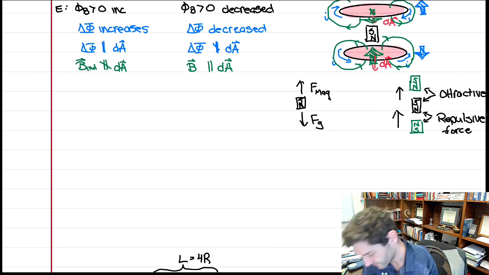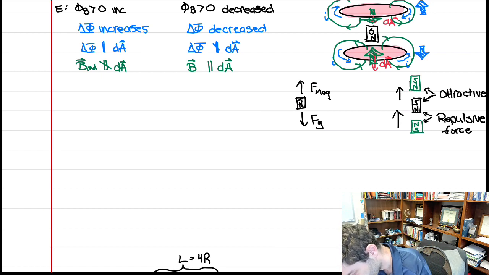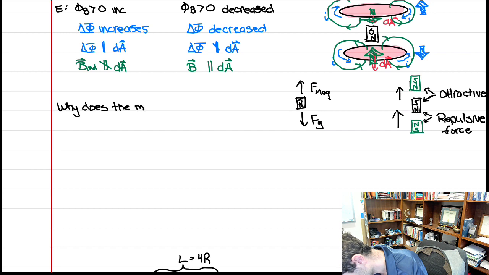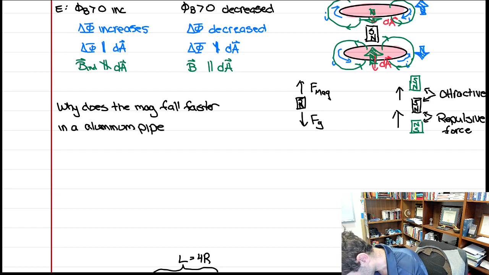Now, in this case, why does the magnet fall faster in an aluminum pipe? And as a hint, I will point out that aluminum is less conductive than copper.